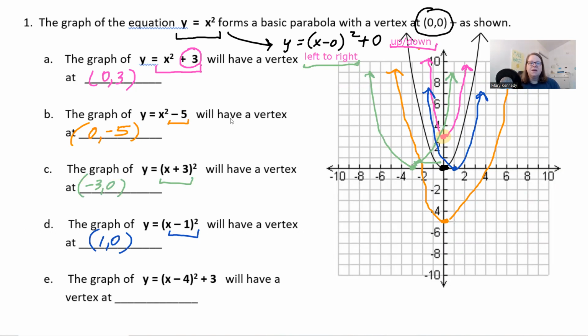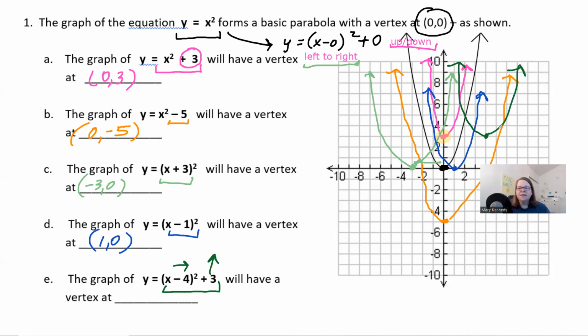And the last one, let's do this in dark green. So (x minus 4) squared means we're going to go right 4, and the plus 3 is up 3. So right 4, up 1, 2, 3. And so the graph for this one is going to be here. We can see that the vertex is here at (4, 3). So (4, 3) is the vertex for that equation.